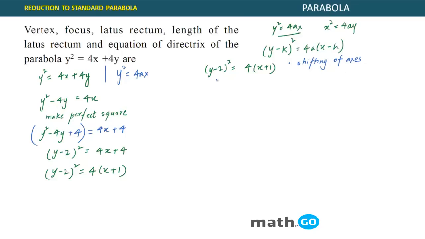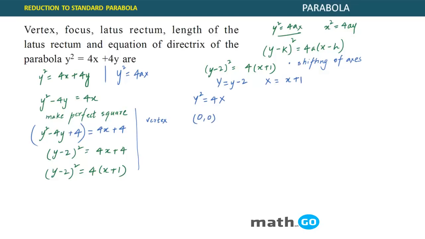So what I will do, I'll take capital Y is equal to y minus 2, and capital X equal to x plus 1. So now my new parabola would become y square equal to 4x. And now if I talk about the properties of this particular parabola, let me just write it down here. First, let's start with the vertex. What is the vertex of this particular parabola? It is 0, 0.